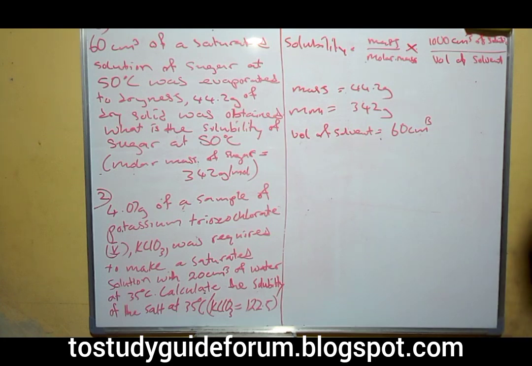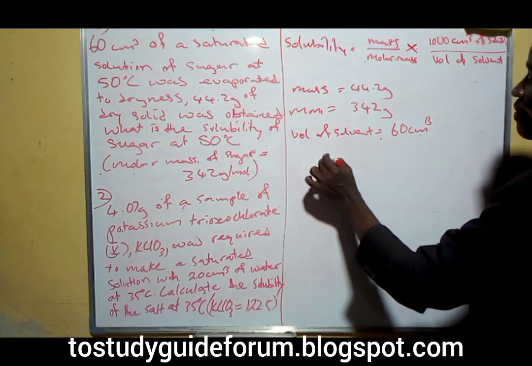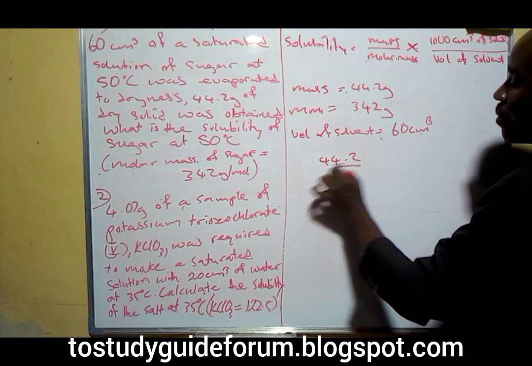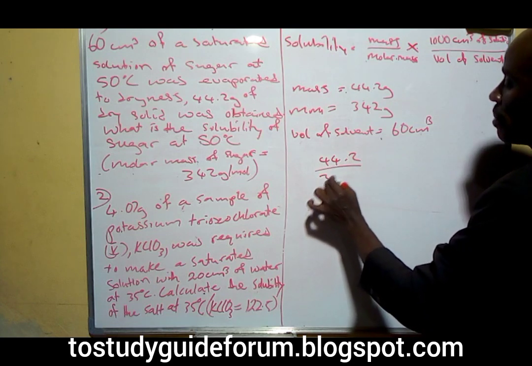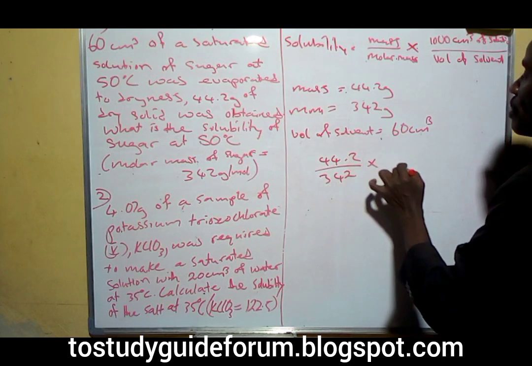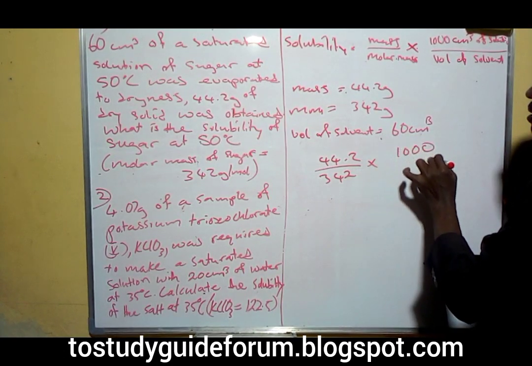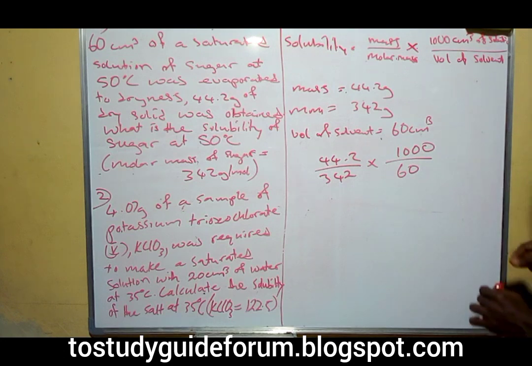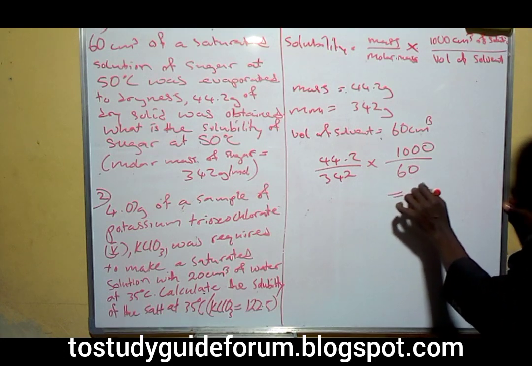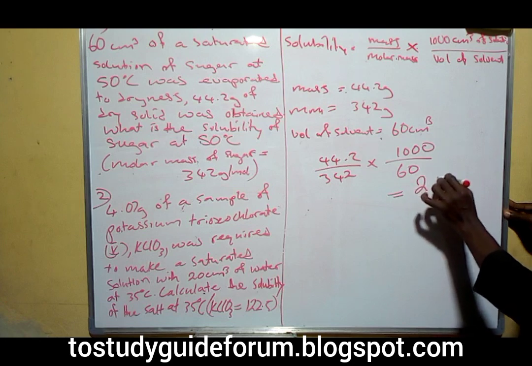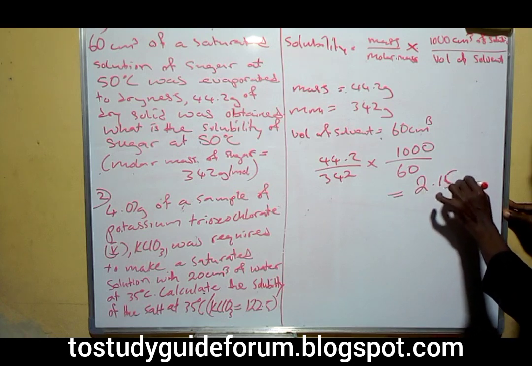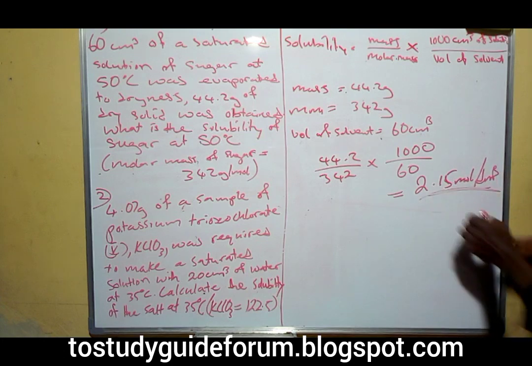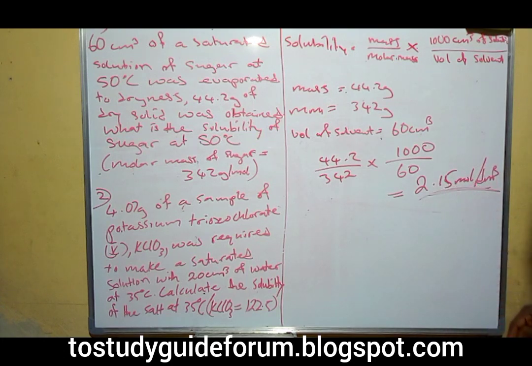So in this case now we are going to substitute. If we substitute that, we have mass, that is 44.2, divided by the molar mass, times 1000 over 60. So by division we will have the final answer to be 2.15 mole per dm cube.